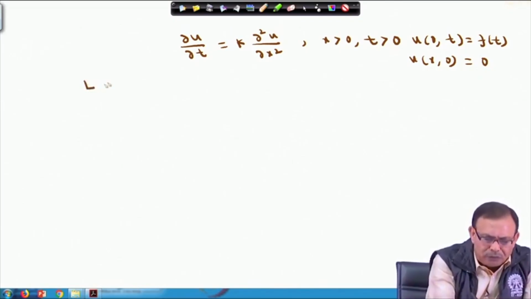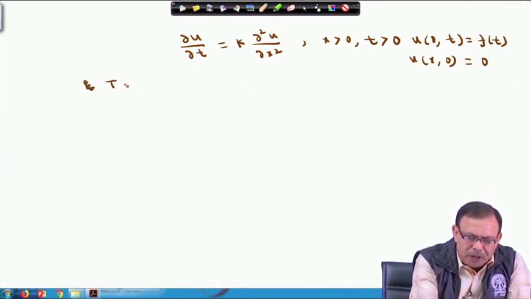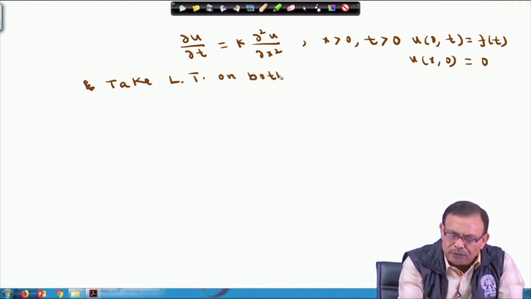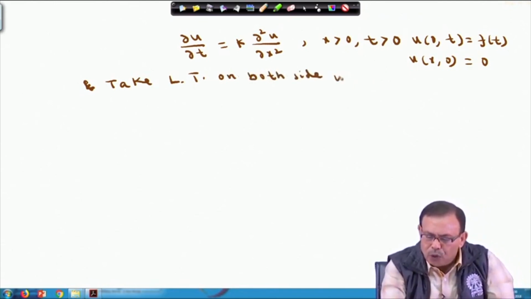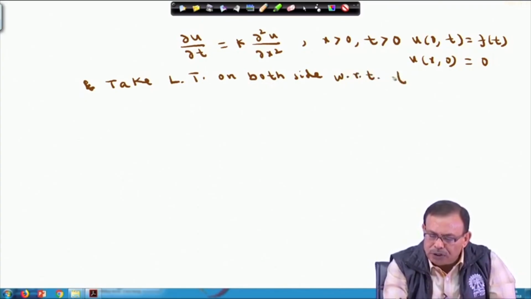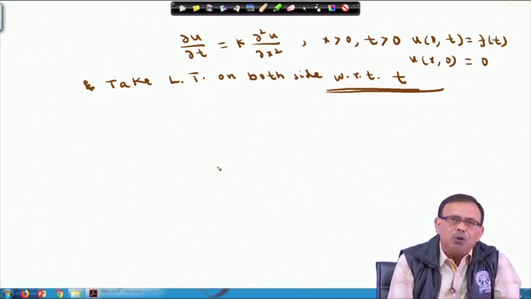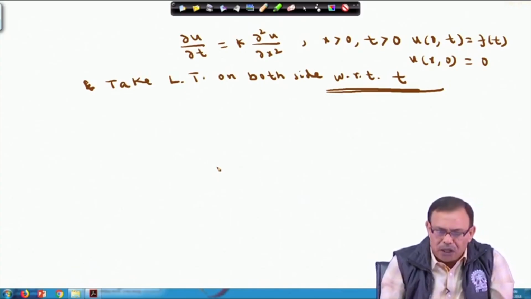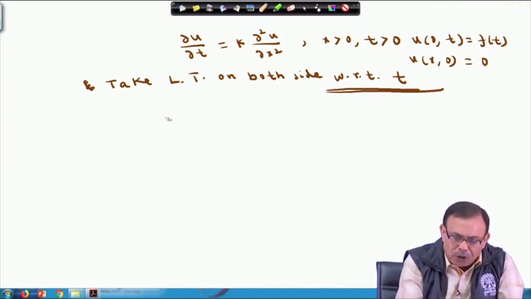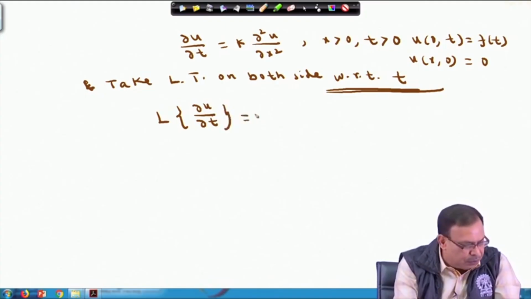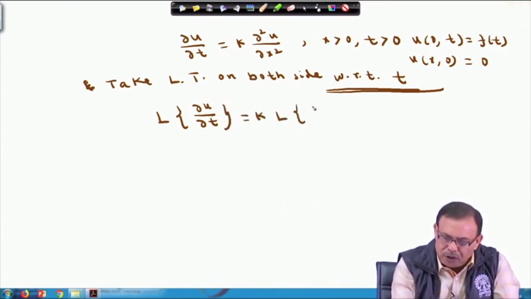So, what I am doing? I take the Laplace transform on both sides with respect to t. Please note this, for every solution I have to tell very clearly with respect to which variable I want to take the Laplace transform. This is very important to us. So, the Laplace transform of ∂u/∂t is equal to k into the Laplace transform of ∂²u/∂x².